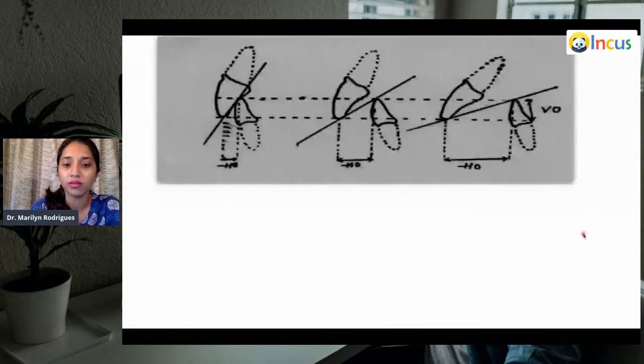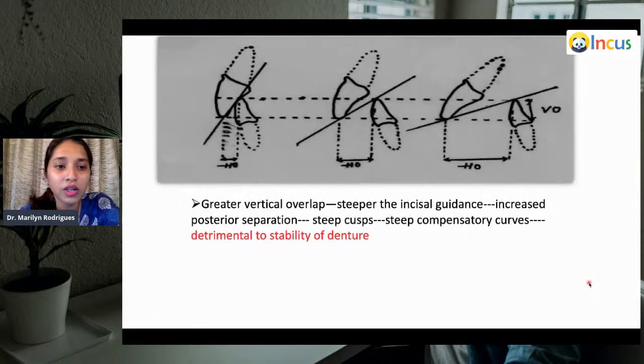Now, coming to the first diagram, you can see that the maxillary anterior teeth and the mandibular anterior teeth are coinciding and there's a kind of deep bite. There is a great vertical overlap. So greater the vertical overlap, steeper the incisal guidance. If you draw a line from the maxillary incisal edge to the mandibular incisal edge, and we draw a line for the occlusal plane, we get a very steep incisal guidance. Steep means the value is higher. So this angle becomes steep.